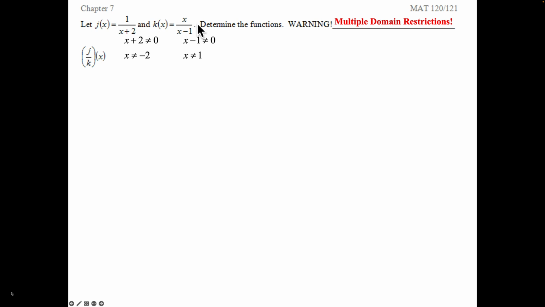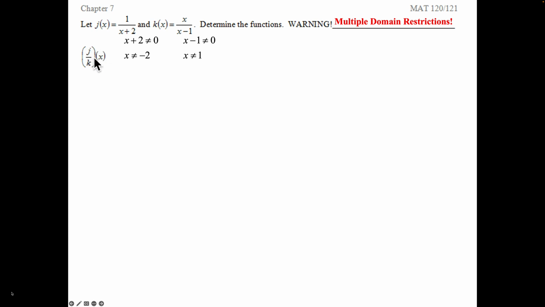If I add these together, these two domain restrictions are there. If I subtract the two, the domain restrictions are there. If I multiply the two, the domain restrictions are there. If I divide, you might come up with another number.